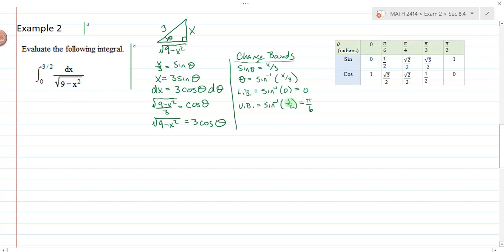So the reason that I knew that sine inverse of 1/2 was pi over 6 is because of this table that I showed you guys how to make. So we'd look at sine of theta is 1/2 when the angle is equal to pi over 6. That's the way we do this.